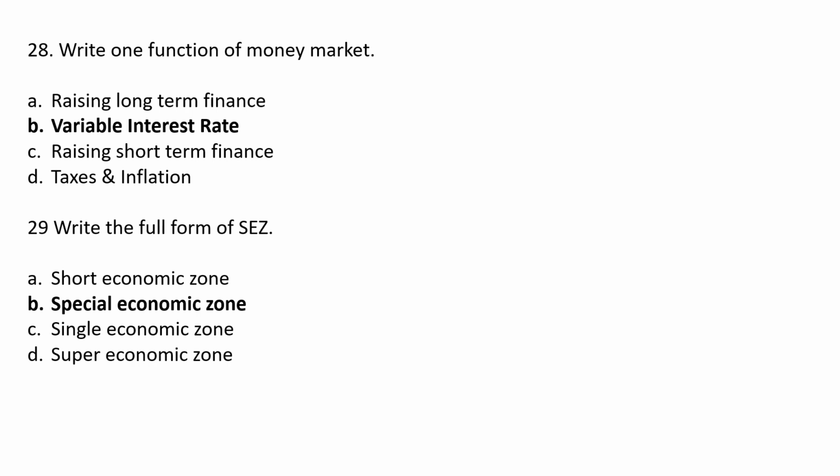Write the full form of SEZ. The options are option A short economic zone, option B special economic zone, option C single economic zone, option D super economic zone. Correct answer is option B special economic zone. The full form of SEZ is special economic zone.